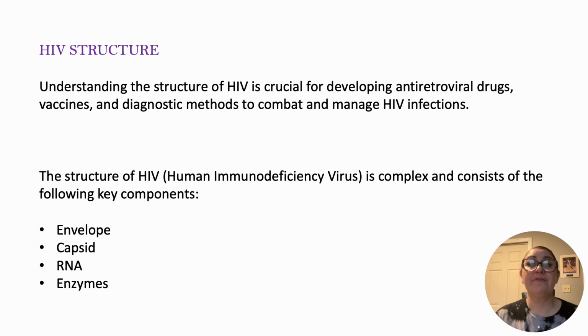Next, RNA. HIV carries its genetic information in the form of RNA rather than DNA. This RNA encodes the necessary instructions for the virus to replicate and produce new viral particles. And then lastly, we have enzymes. There are three. Reverse transcriptase. This enzyme converts the viral RNA into DNA during the early stages of infection. Integrase integrates the viral DNA into the host cell's DNA. And then protease, which facilitates the maturation of new viral particles by cleaving large precursor proteins into functional components.